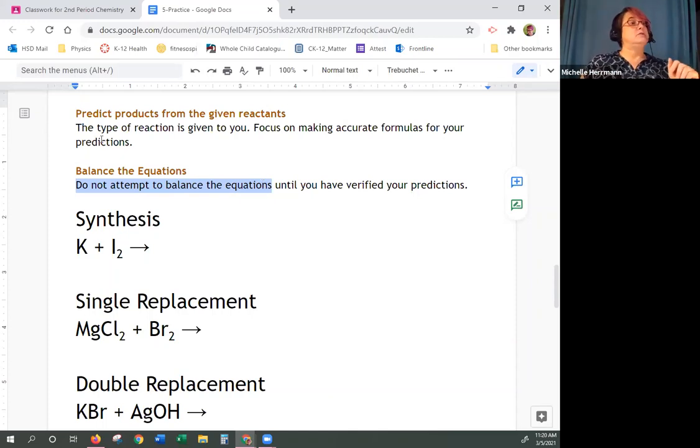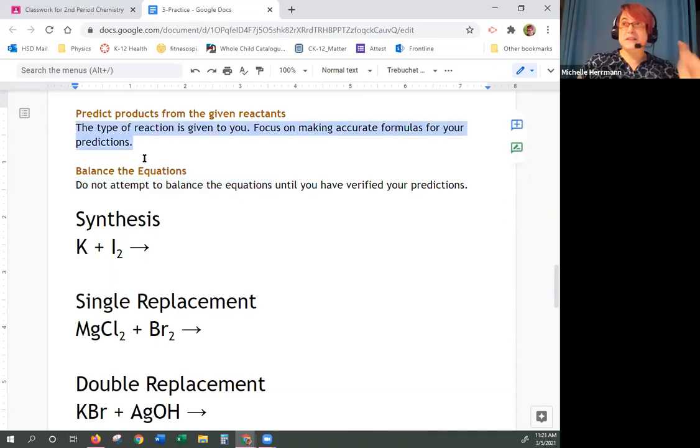So go ahead and, not for a grade, predict the products, check your answers on Monday, and then you will have all correct answers just in case Ms. Herman uses some of these on the quiz next Friday. Okay, I'm going to stop sharing my screen so I can see all of you more easily.